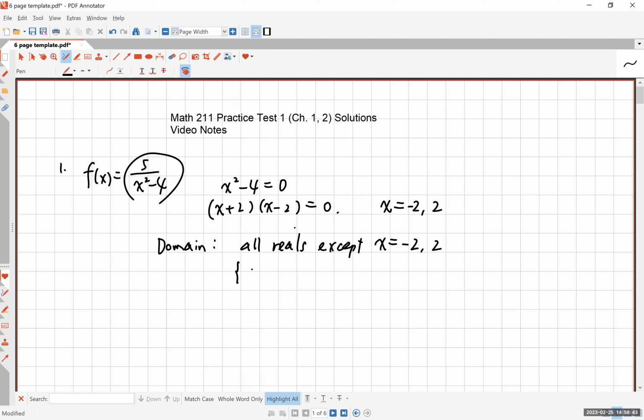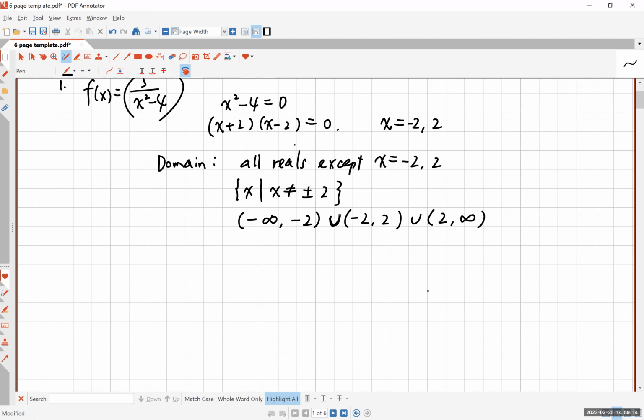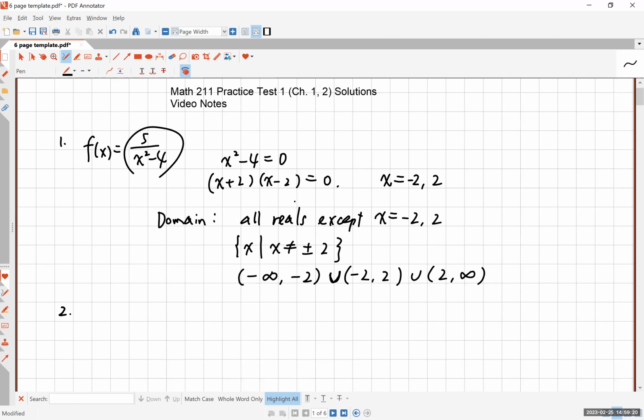You could also say, using set builder notation, it's the set of all x such that x is not plus or minus 2. That's certainly acceptable. You can also use interval notation: from -infinity to -2, union -2 to 2, union 2 to infinity. This is a very nice way of saying all of these are welcome except for -2 and 2. Because we use open intervals, we carefully exclude only those 2 real numbers. Everybody else is okay. All right, let's go to number 2.